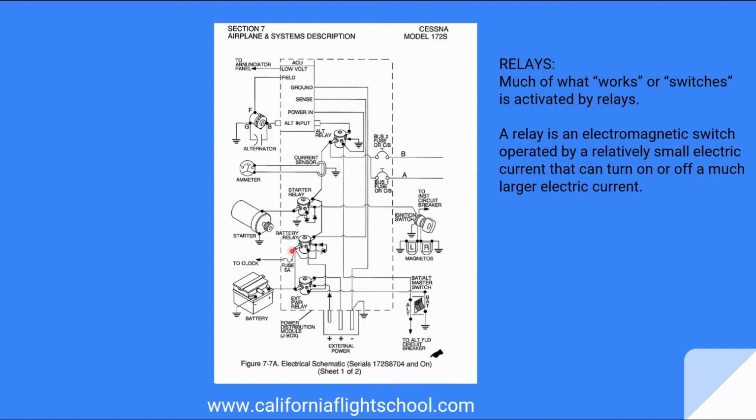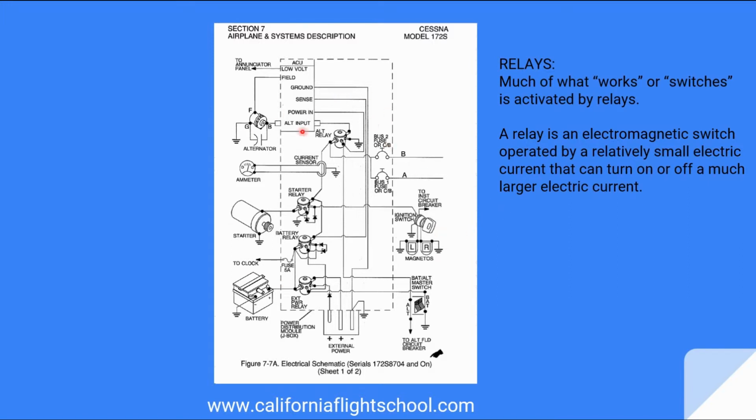In the Cessna aircraft, what's hidden in the power distribution module, or J-box, is a bunch of relays. Relays are basically what works or switches systems. Things are usually activated by relays. If they work in the airplane, they're usually somehow switched or activated by a relay. And that's simply an electromagnetic switch operated by a small electric current that can turn on or operate a much larger electric current.